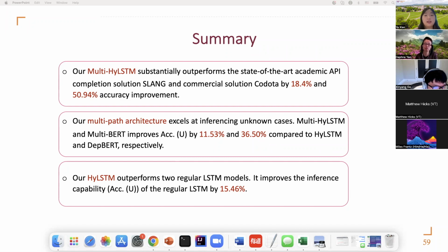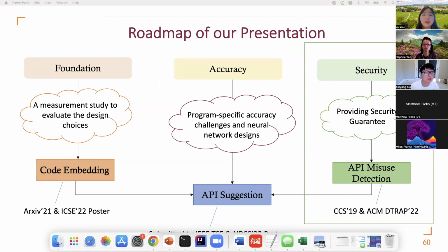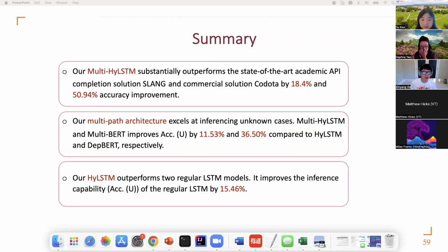With the multi-path architecture, the multi-LSTM and the multi-BERT improve accuracy for unknown groups by 11% and 36%. And also, we found the high-LSTM also has advantages compared with two regular LSTM models. Finally, I have a question.